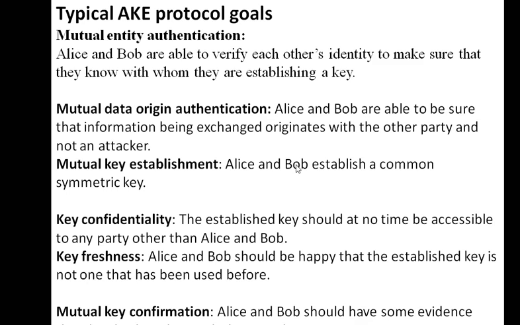Typical AKE protocol goals: mutual entity authentication, data origin authentication, key establishment, key confidentiality and key freshness. Mutual entity authentication: Alice and Bob are able to verify each other's identity to make sure that they know with whom they are establishing a key. Mutual data origin authentication: be sure that information being exchanged originates with the other party and not an attacker. Key establishment: they can establish a common symmetric key. And key confidentiality: the key should at no time be accessible to any party other than Alice and Bob.